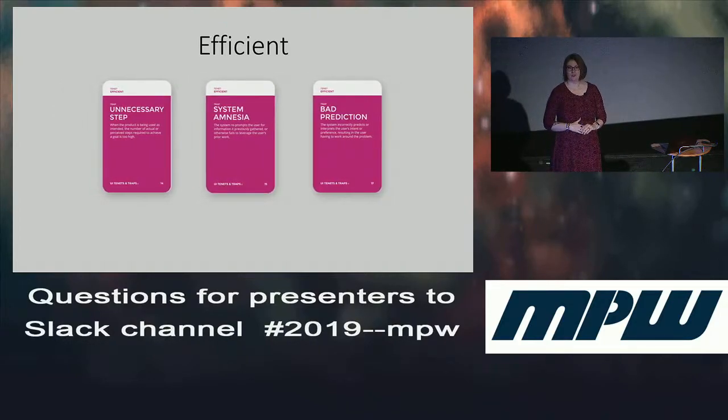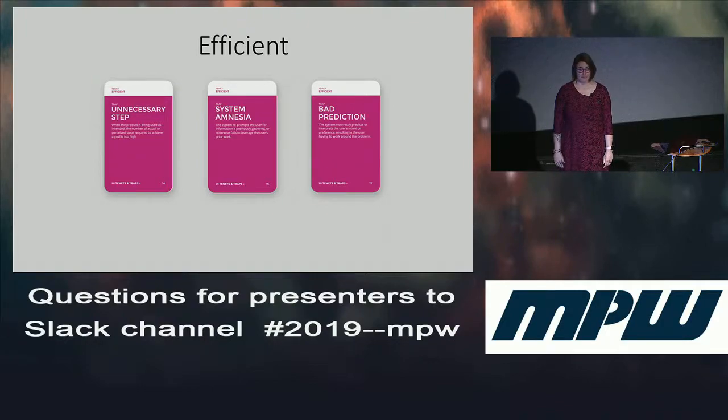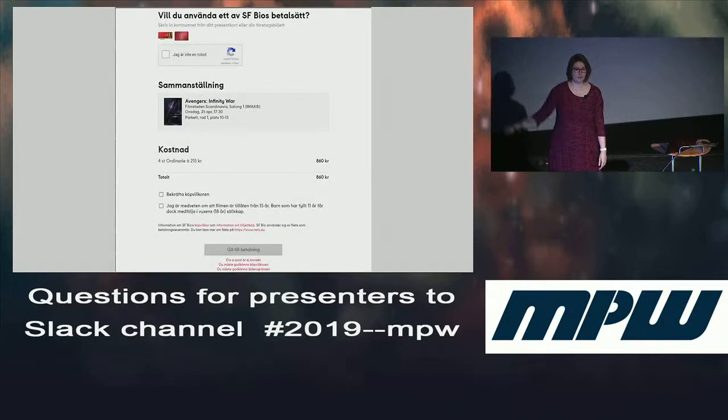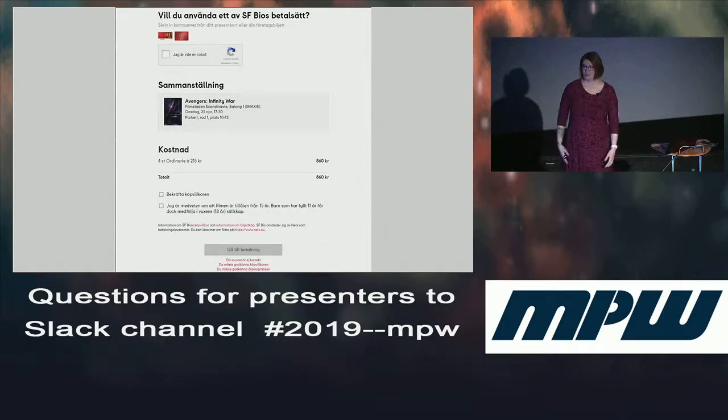Let's look at three of the traps in efficient. This is what it looks like when you're buying a movie ticket in Sweden. I know you can totally read everything on there. At least you can see it was for Avengers Infinity War, right? So in this case, I'm ordering four tickets to the movie, and I have prepaid ticket numbers that I need to fill in so I don't have to pay again.